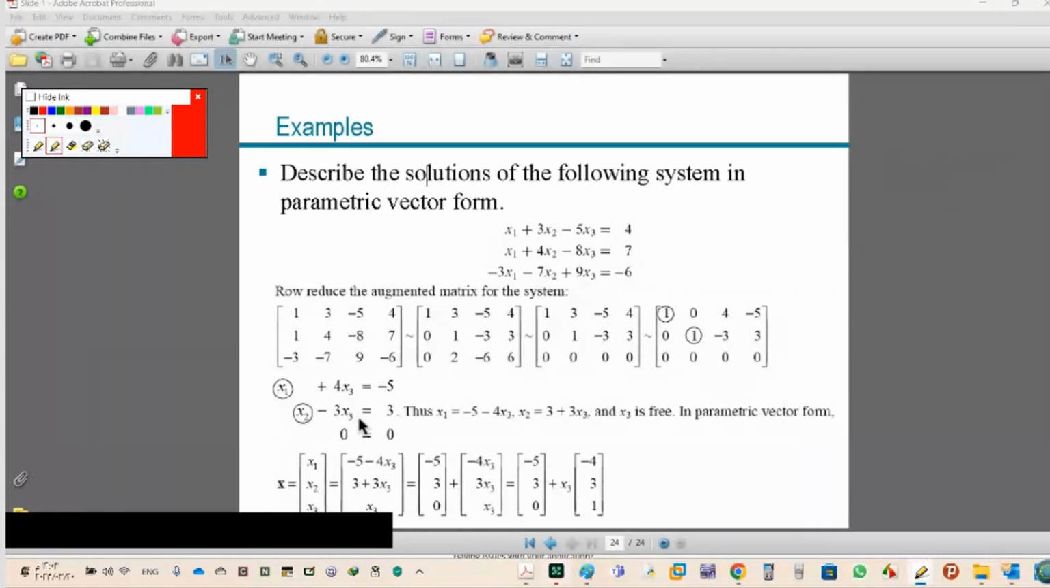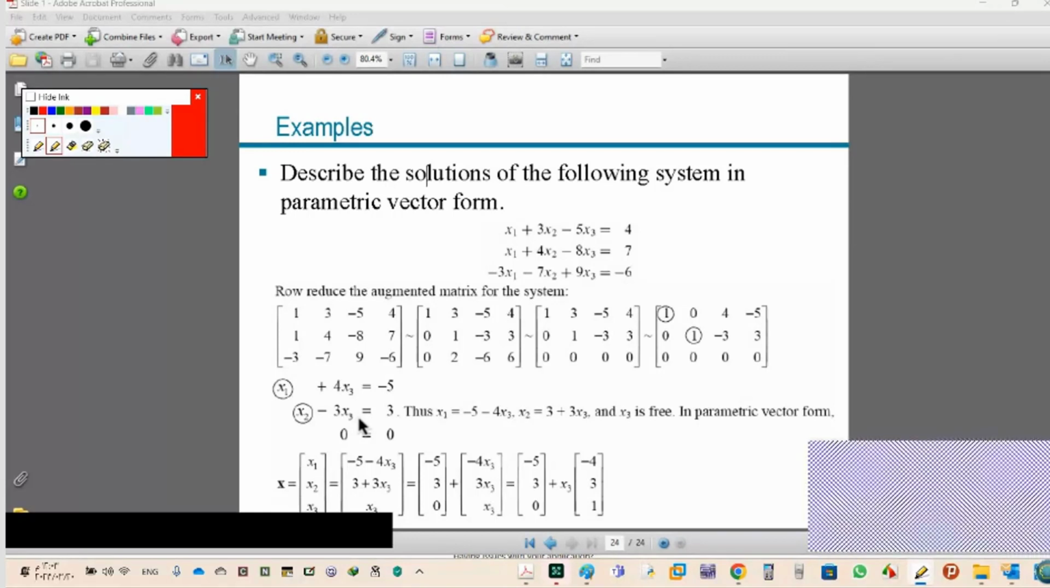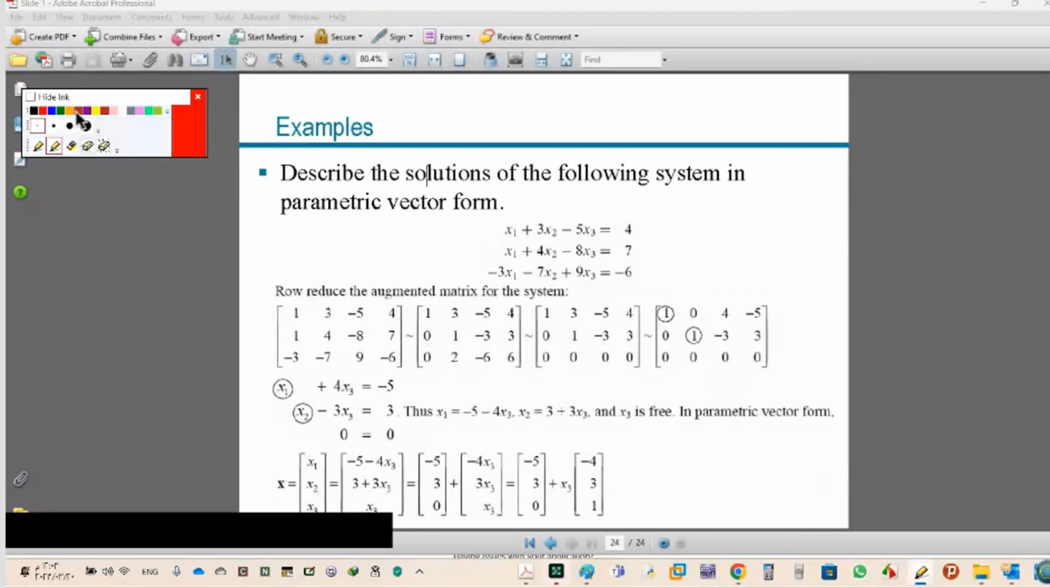Just a minute. In non-homogeneous, we cannot say trivial or non-trivial. This is just for homogeneous. Sir, thank you so much. Trivial and non-trivial are just for homogeneous. For non-homogeneous, we cannot say this.